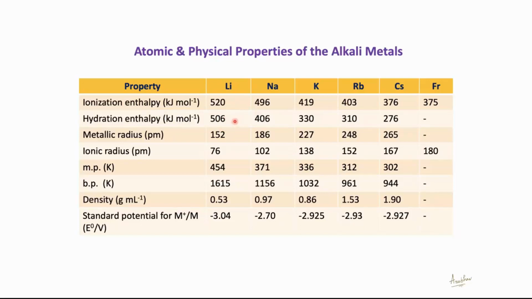The size also plays the predominant role. Here also you can see from lithium to francium, the hydration enthalpy value decreases. You can see a decreasing trend. This is 506, then 406, then 330, then 310, this is 276, and so on. Now, how will we explain the decreasing trend of the hydration enthalpy?